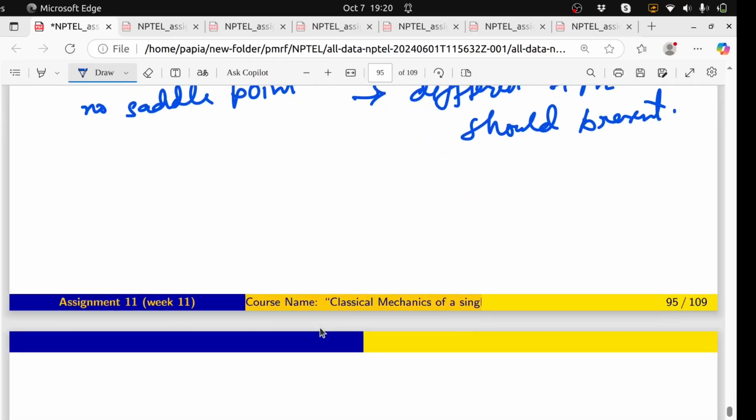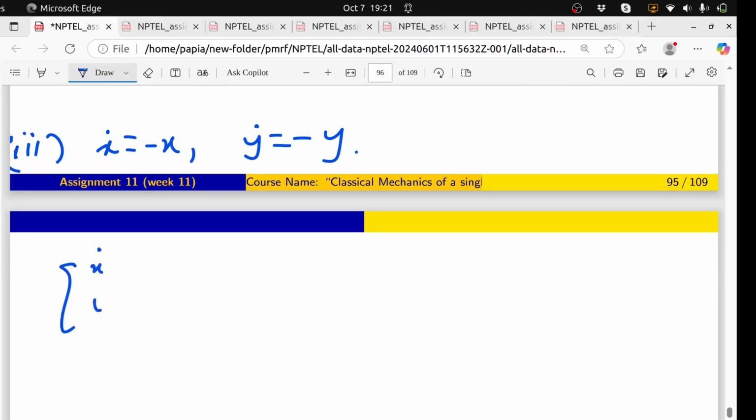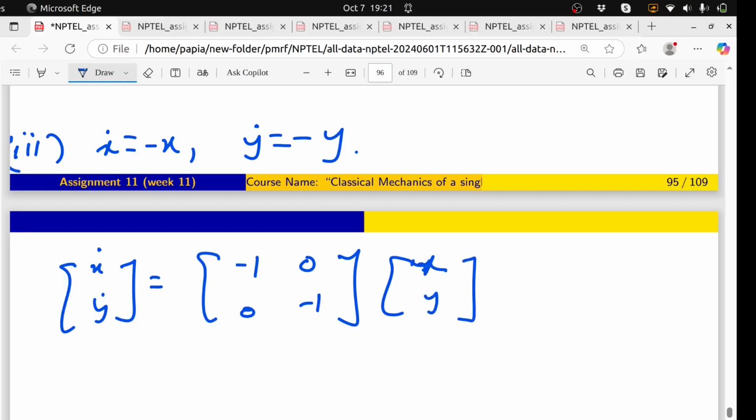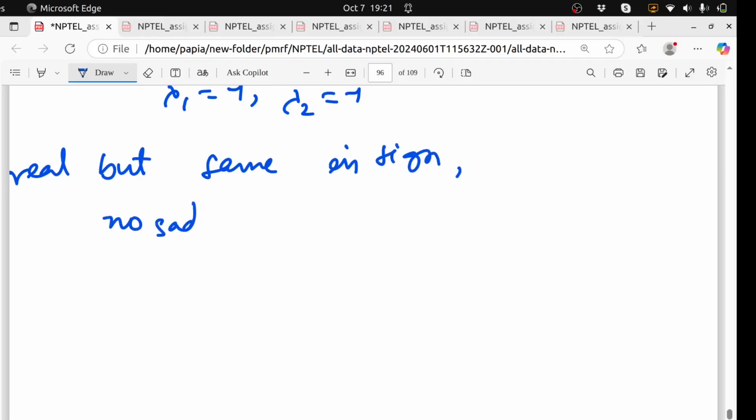Okay, now coming to the third option. Third option is x dot equals minus x, y dot equals minus y. So this is like the matrix minus 1, 0, 0, minus 1. Lambda 1 is minus 1, lambda 2 is minus 1. So again, real but the same in sign. No, not a saddle point.